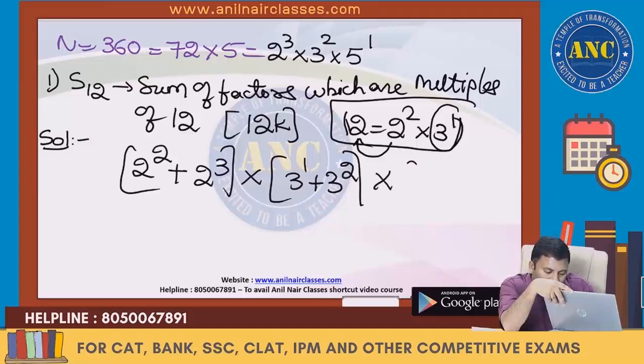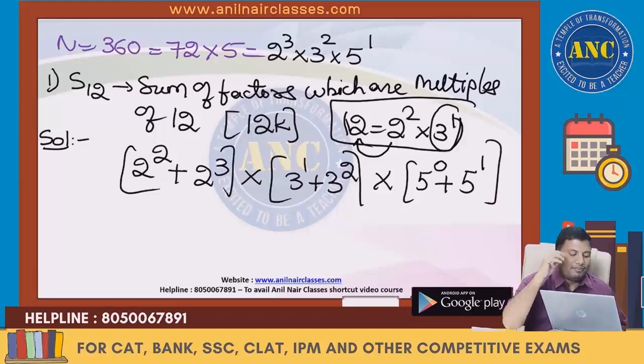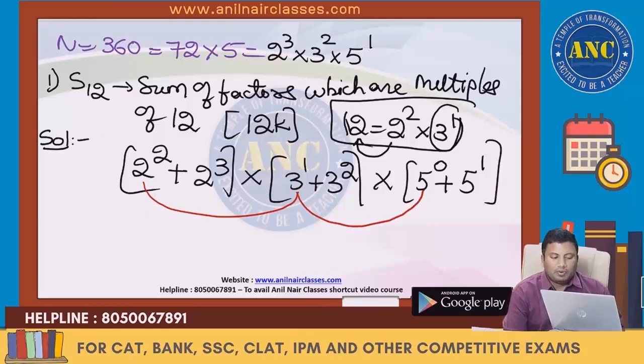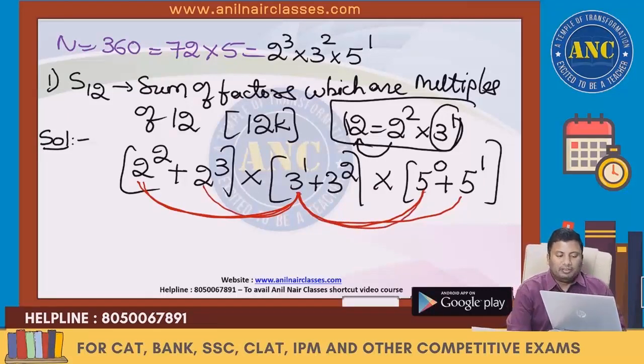There is no restriction on 5. So it will be 5 power 0 plus 5 power 1. Now if you observe, you multiply any values present in the brackets, every value will be divisible by 12. 4 3s are 12, 12 1s are 12. 4 3s are 12, 12 5s are 60. 8 3s are 24, 24 1s are 24. 8 9s are 72, 72 5s are 360.